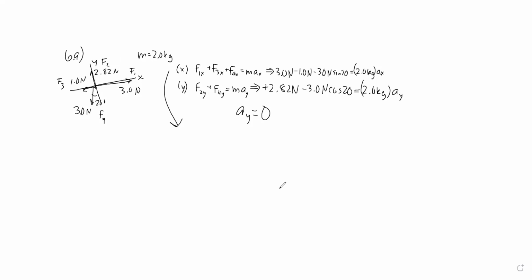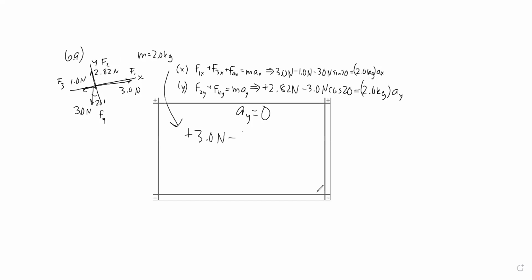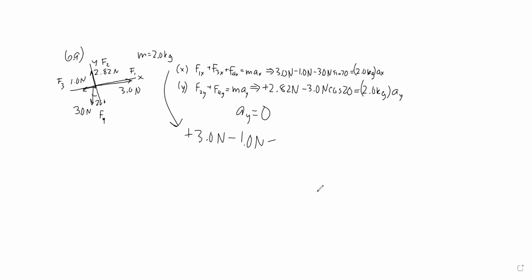So if it's 1.02, then the x direction becomes plus 3 newtons minus 1 newton minus 1.02 newtons, which, you know, just round to 1 sig fig. So you get actually just a positive 1 newton. So all the forces in the x direction add to a plus 1 newton. So F net actually points up the x axis.